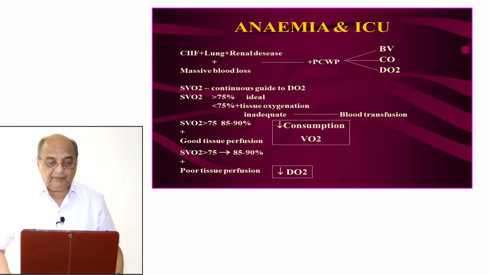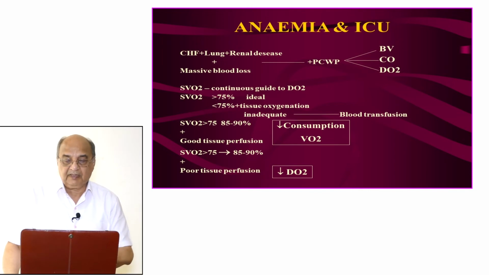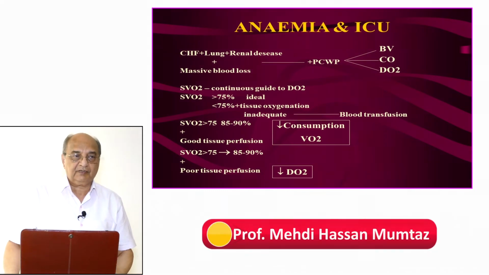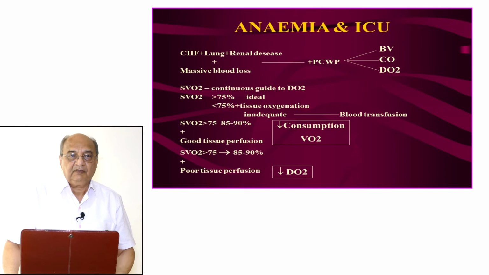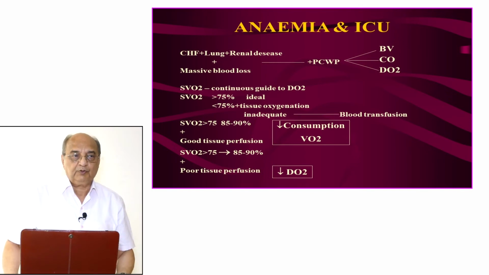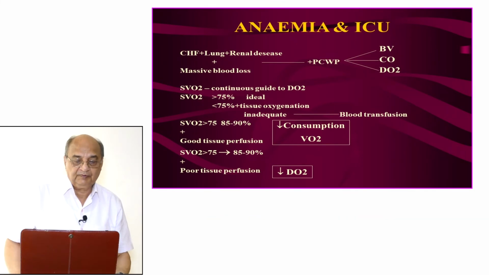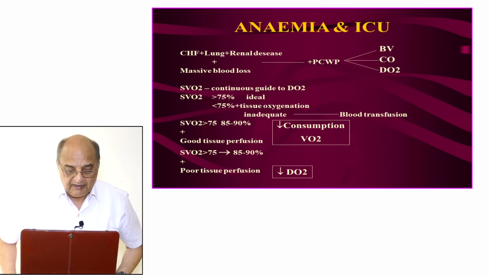Now, congestive heart failure plus lung plus renal disease plus massive blood loss, pulmonary capillary wedge pressure should measure the blood volume, should measure the cardiac output, we should look at the delivery of oxygen. It's very easy to do it if you sit down and calculate it. SpO2 is a continuous guide to the DO2. If you look at the venous blood saturation, it is a guide to the DO2. Saturation greater than 75% is ideal. Saturation less than 75% plus tissue oxygenation inadequate.